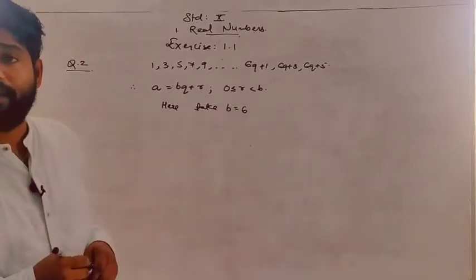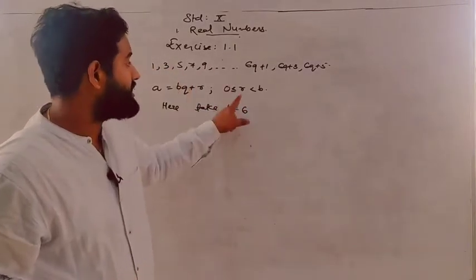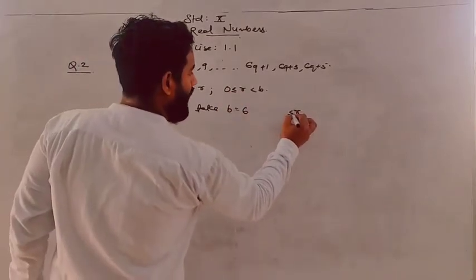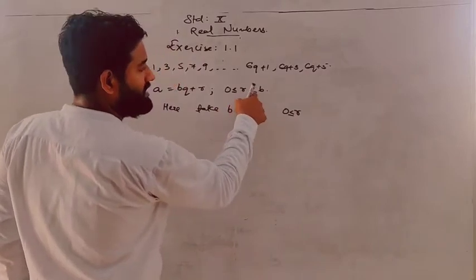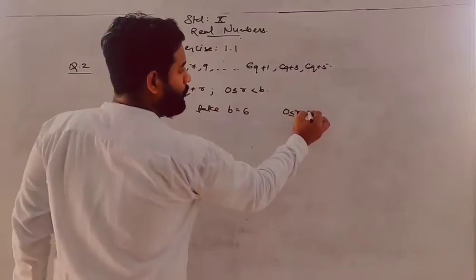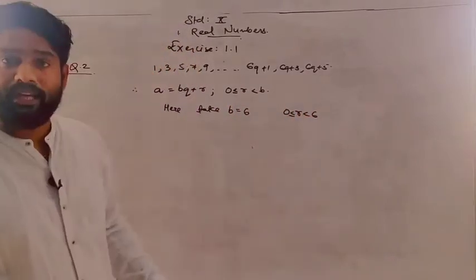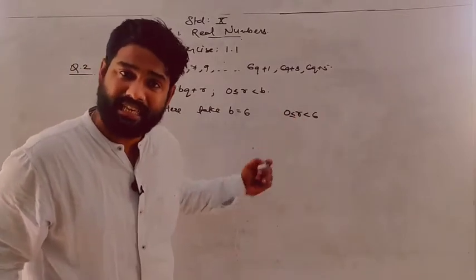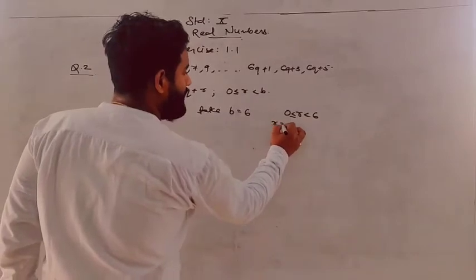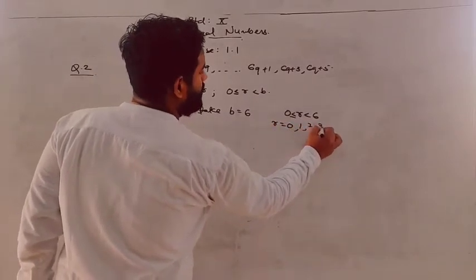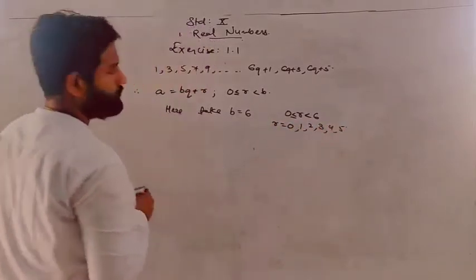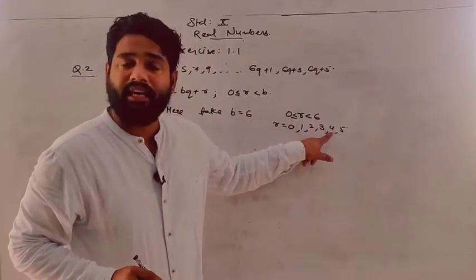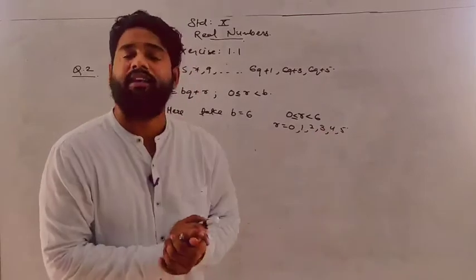Now once you took b equal to 6, your r is decided. So your r is going to be either 0 or more than that, but less than b. What is the value of b? b is 6. So can you decide the value of r? The value of r is 0 or more than that, but less than 6. So can I say that my r is going to be 0, 1, 2, 3, 4 and 5? Where 0, 2, 4 are the even numbers and 1, 3, 5 are the odd numbers.